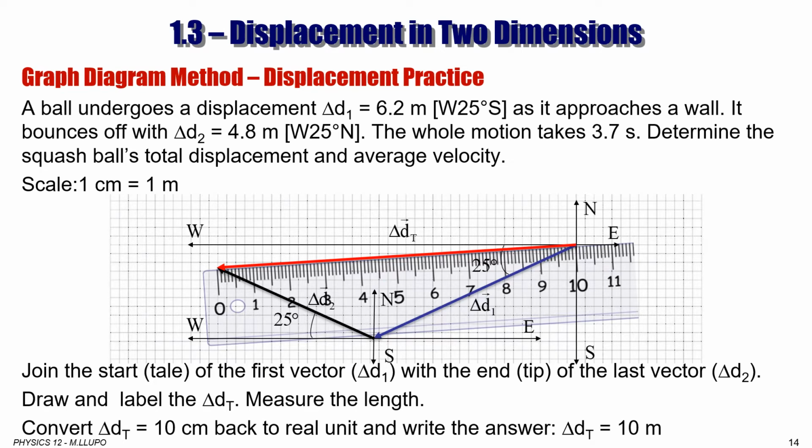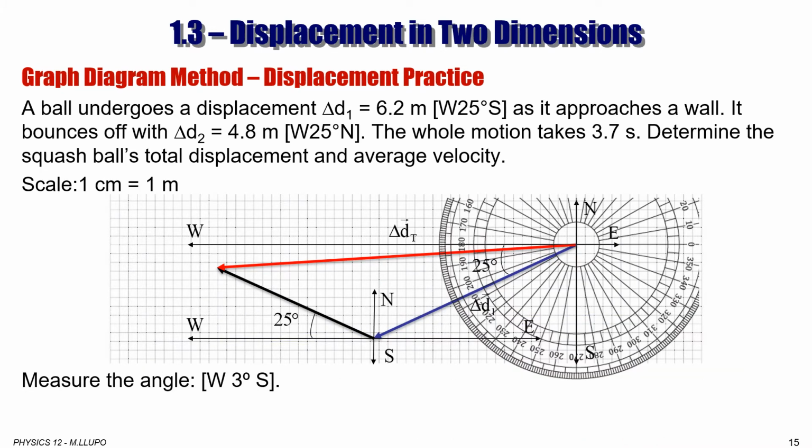So we cannot say it's 10 centimeter as a total displacement. You have to convert it back to the real units, by using the same scale. So 10 centimeter, if you convert it back, would be 10 meter. Then you can write exactly what it should be. Total displacement is equal to 10 meter, not 10 centimeter, 10 meter.